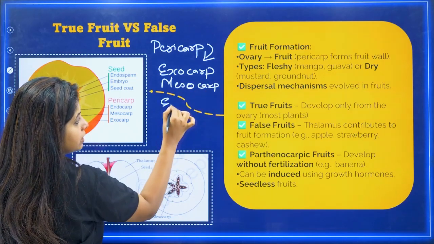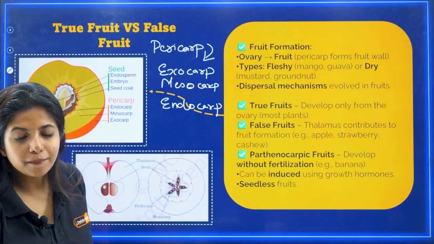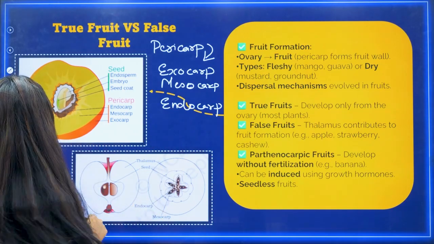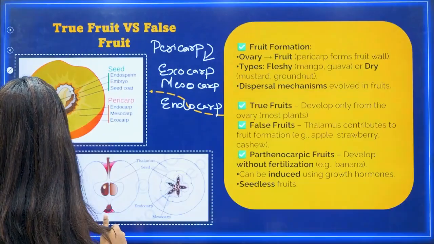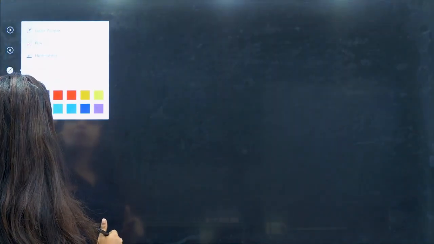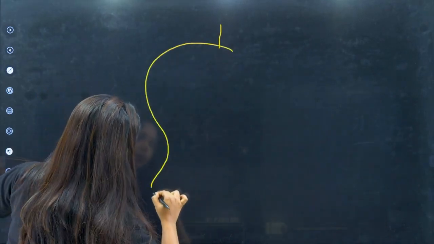And the third one is endocarp. Now if I teach you like this, will you remember? Never. So what do we do? We go over here and we make a picture of my favorite fruit out there.